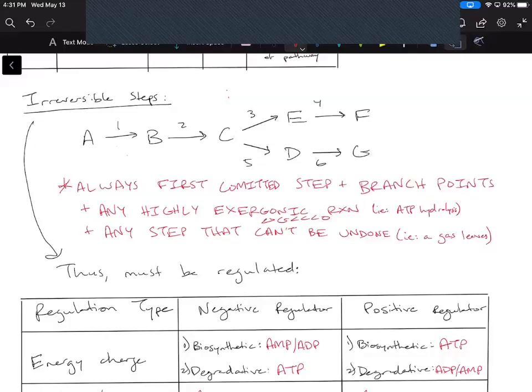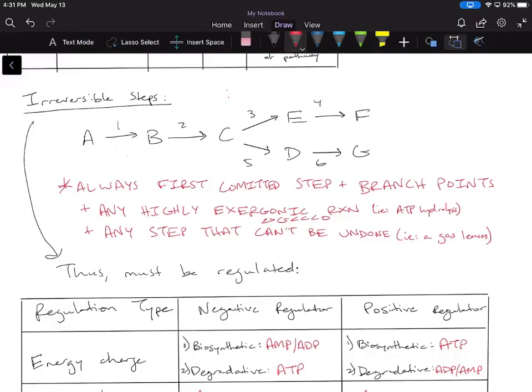Okay, so in the previous video, we said that we always need to regulate any step that's highly exergonic or has a very negative delta G. Typically in pathways, the first committed step and the branch points are going to be highly exergonic, and those steps are irreversible, so we must regulate them. If we go through an irreversible step, we can't undo it. For example, if we make too much E or too much F, we can't go backwards to C. So our body needs a way of regulating these steps, and I'm going to talk about that regulation now.